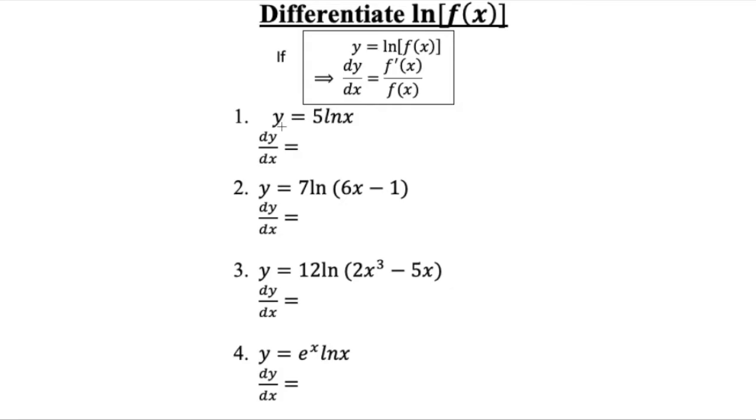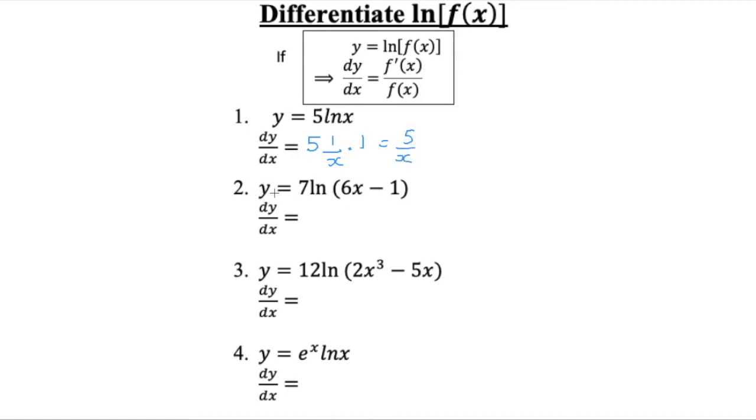So, for example, question 1, y equals 5 ln x. To differentiate, we're going to leave that constant the same. We're going to put 1 over whatever is inside this function, so that's x, and then we're going to times by the derivative of this function. And that's just going to give us 5 over x.